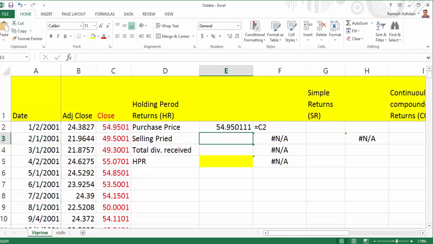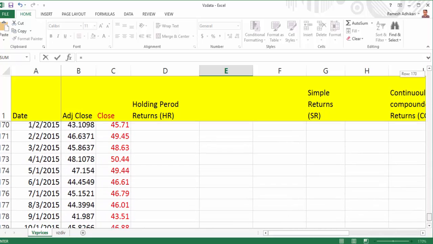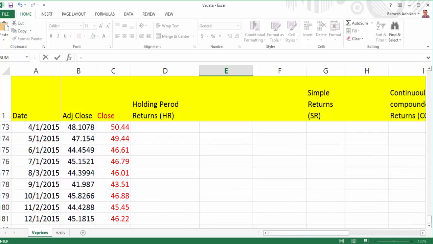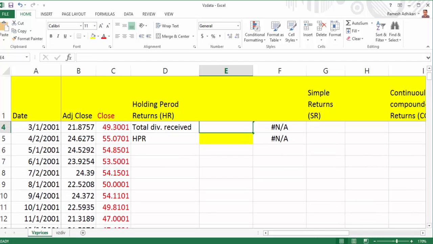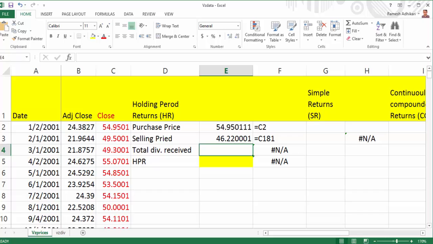So selling price means if you bought that stock back in 2001 and held it until December 2015, and you sell it, how much would you get? That would be basically you go to the bottom of the data set and see how much the price was at the end of the period, which is December 2015, and which is 46.22. So that gives us the selling price.